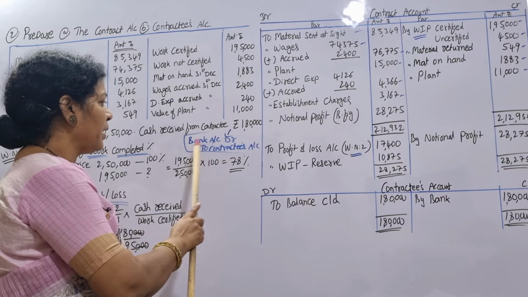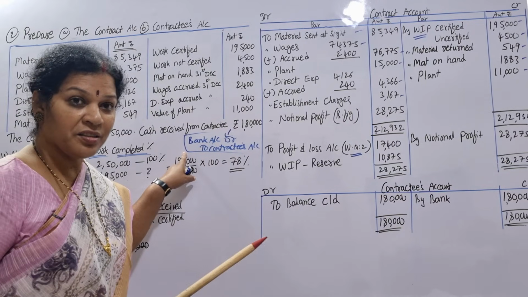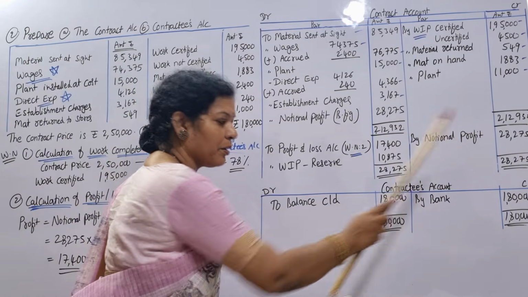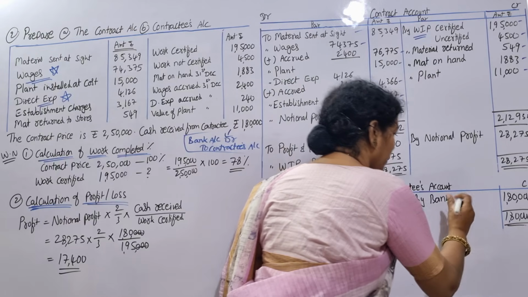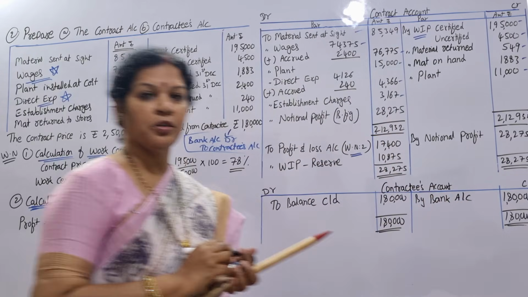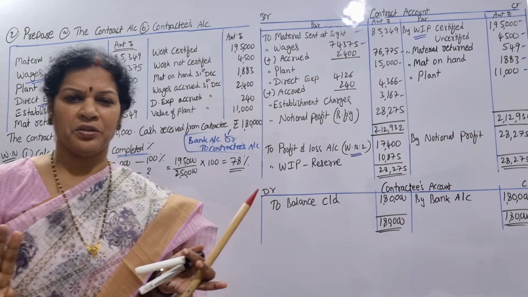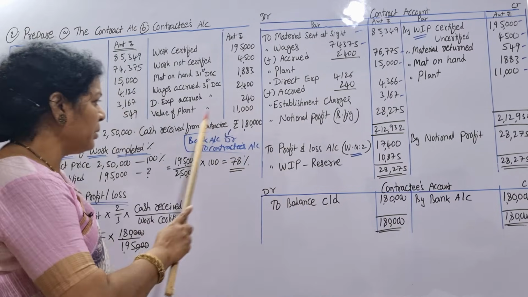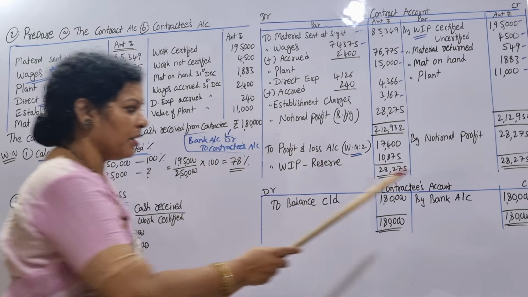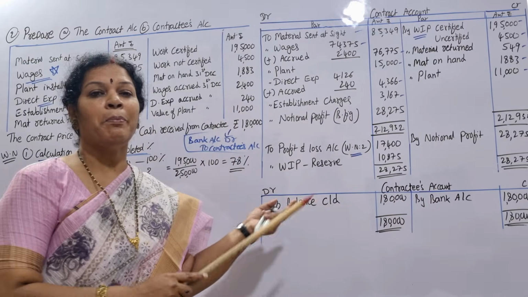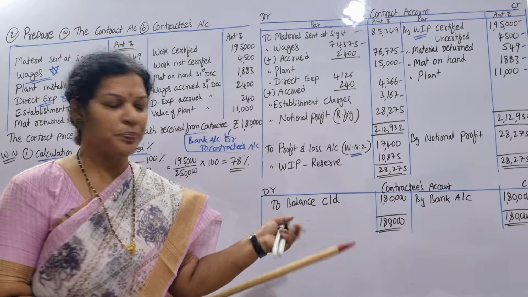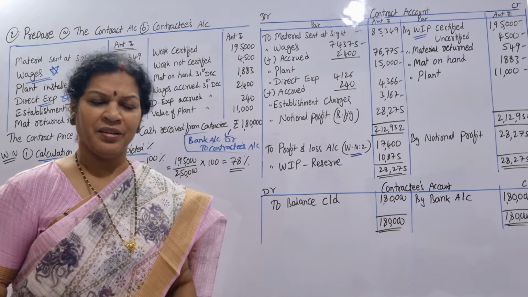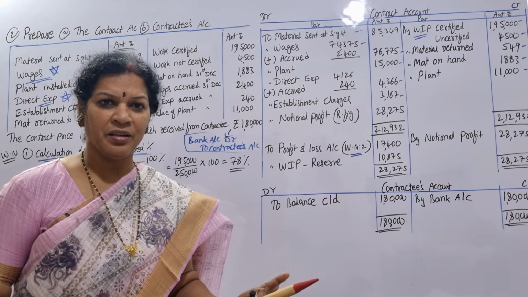Now according to this entry, bank account debit to contractee's account. Contractee is credited. So on the credit side we write by bank account, 1,80,000. Nothing else is there to write. Only this amount received from the contractee is written on the credit side. Then the balance is carried down to next year, and it will be brought down. That's all, simple. Am I clear?